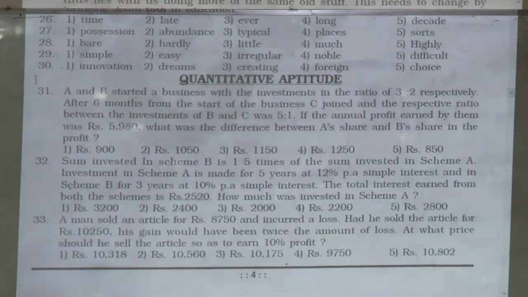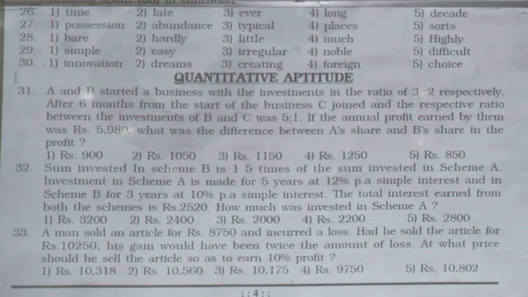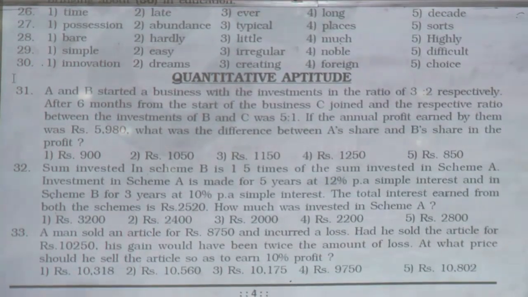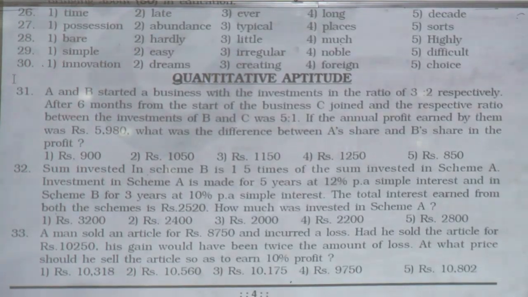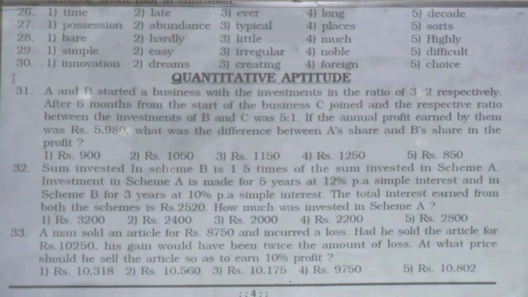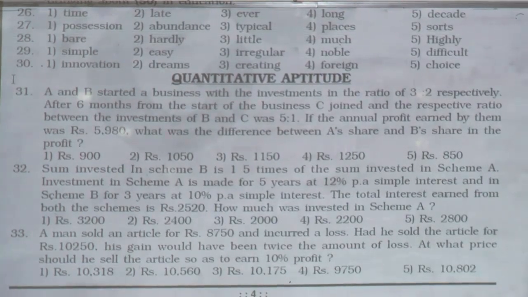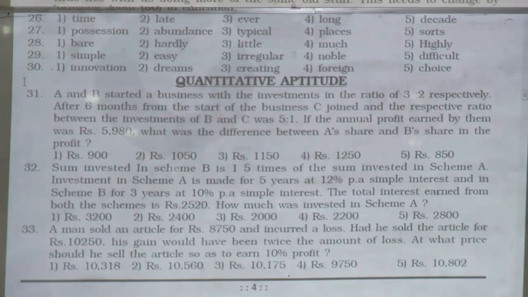A and B started a business with investments in the ratio 3:2 respectively. After 6 months from the start of the business, C joined and the respective ratio between investments of B and C was 5:1. If the annual profit earned by them was 5,980, what was the difference between A's share and B's share in the profit? Right, the business happened for 1 year.